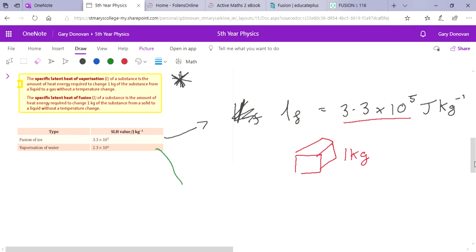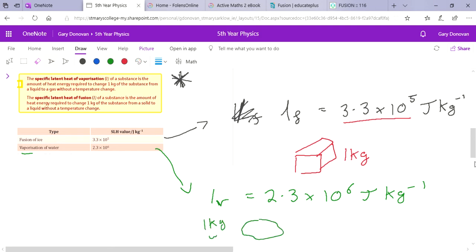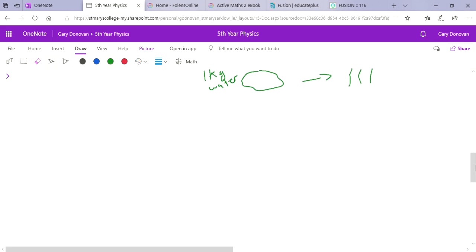Whereas the specific latent heat of vaporization, small lv, is 2.3 times 10 to the 6 joules per kilogram. Because we're dealing with vaporization here, if you had 1 kg of water and you wanted to turn that water into steam, you would need 2.3 times 10 to the power 6 joules for every kg. So this gives us an equation, and it's a nice simple one. Q, the amount of energy required, is equal to the mass of a substance times L. Now that L varies depending on whether you're going from ice to water or water to ice.